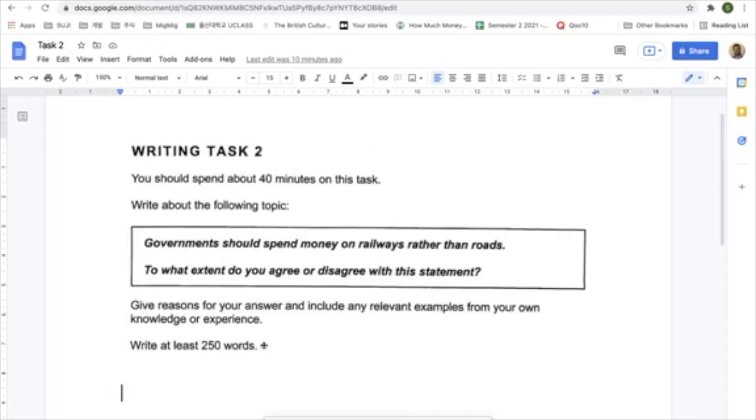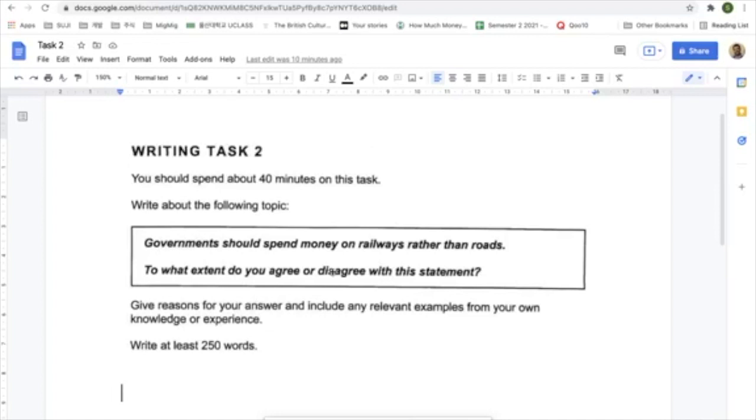And basically, often you have two sides to discuss. It's either for and against, agree or disagree, and it asks you to consider both sides and then give your opinion. So in this case it says, to what extent do you agree or disagree? That simply means, do you agree or disagree? So essentially you need to consider both sides of a debate or an argument, and give your opinion at the end, within 250 words.